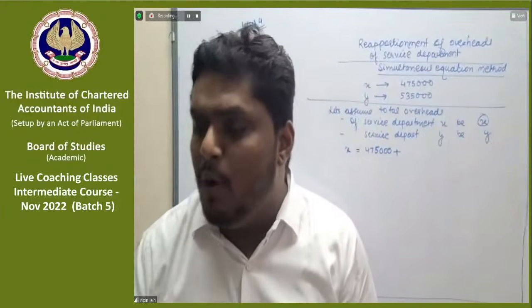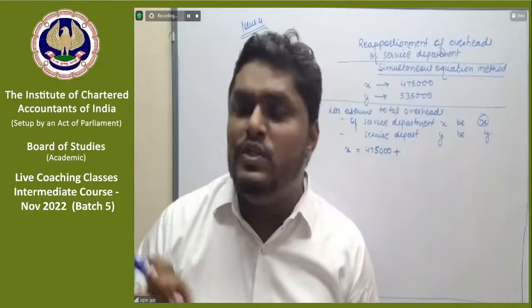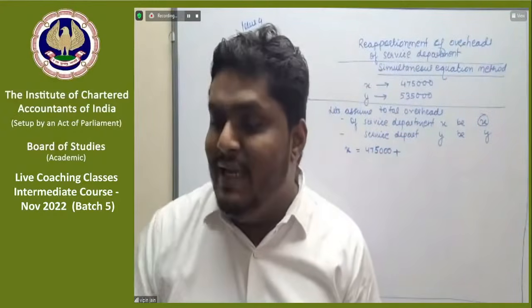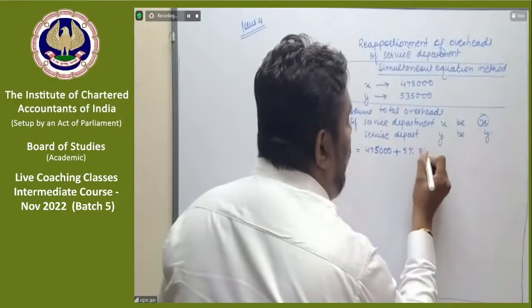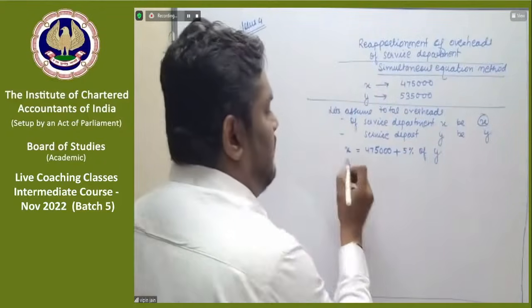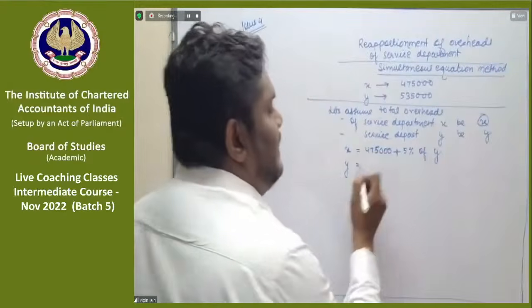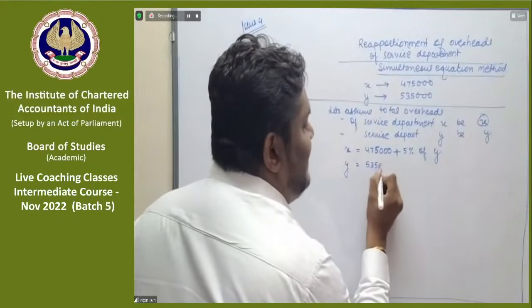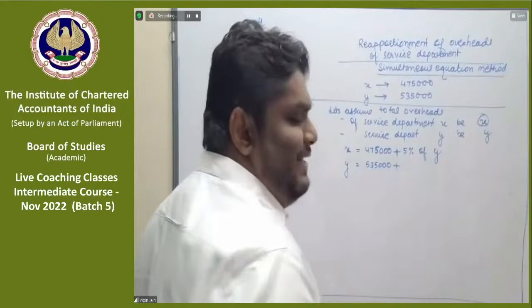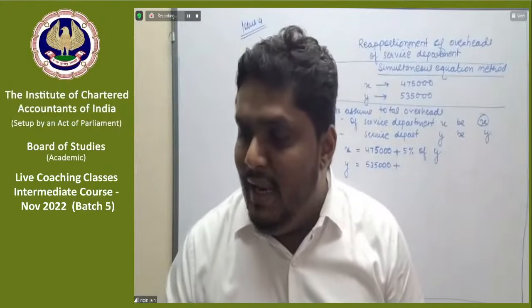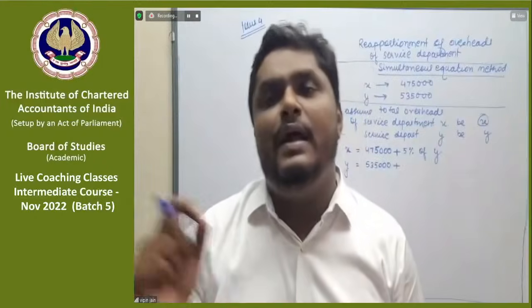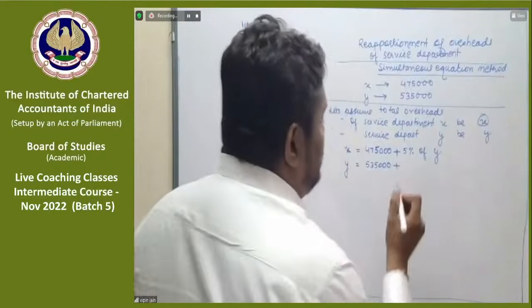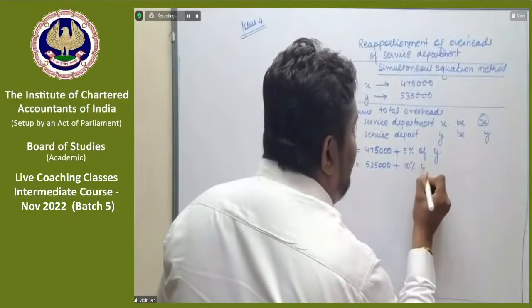Now how much of the overheads of Y are apportioned to X? It is 5%. So plus 5% of Y. When talking about Y, this will be 5,35,000 as calculated plus a certain percentage of X, and it is given that 10% of the overheads of department X are apportioned to Y. So it will be 10% of X.